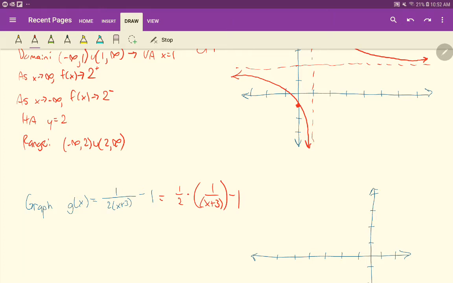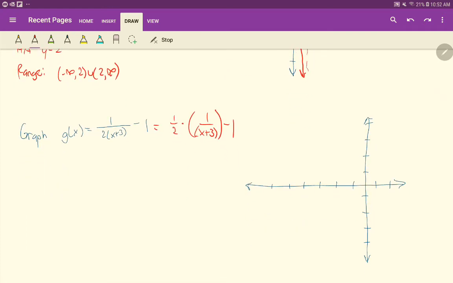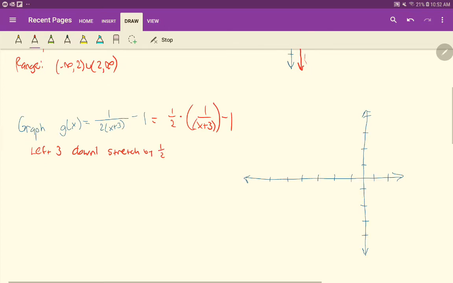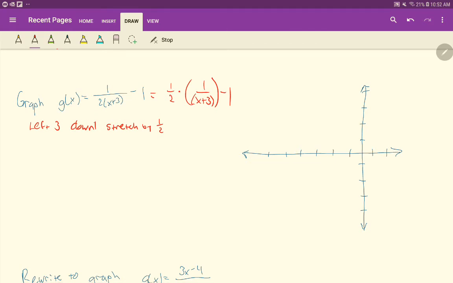Okay, so basically we're just going to factor out this 1/2 that's in front there to create the a value. Now, from this we can see that we're shifting left 3, down 1, and it's stretched by 1/2. And so let's do it with the transformations instead. So normally our vertical asymptote would be right here.